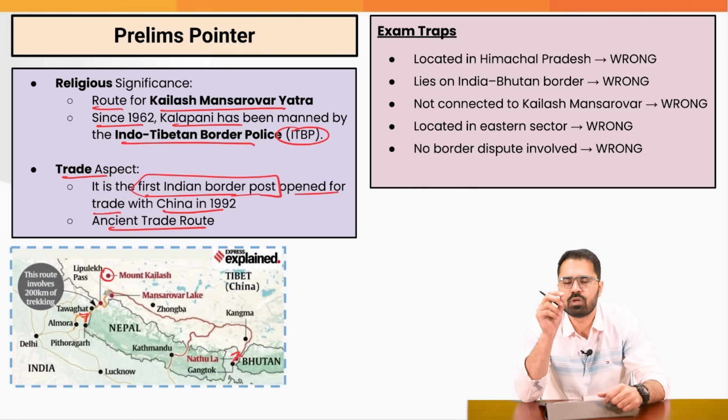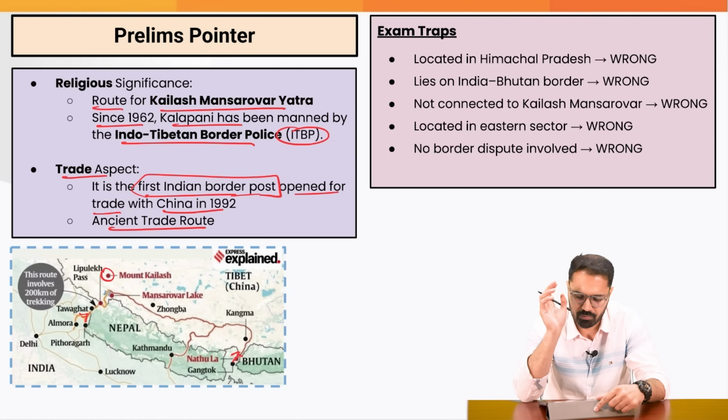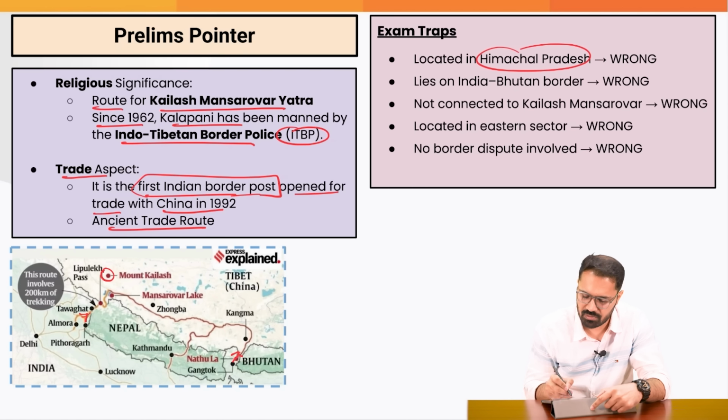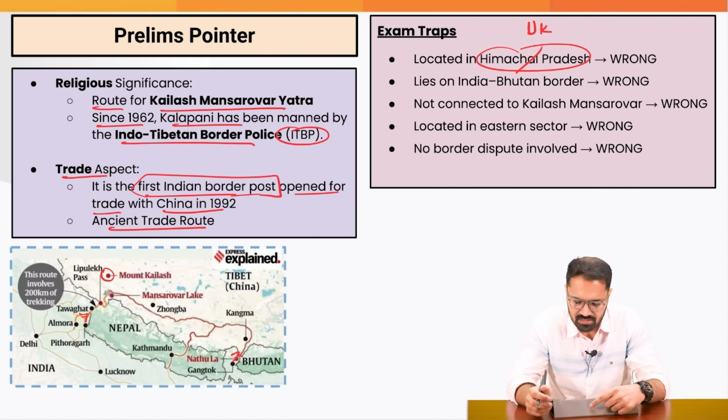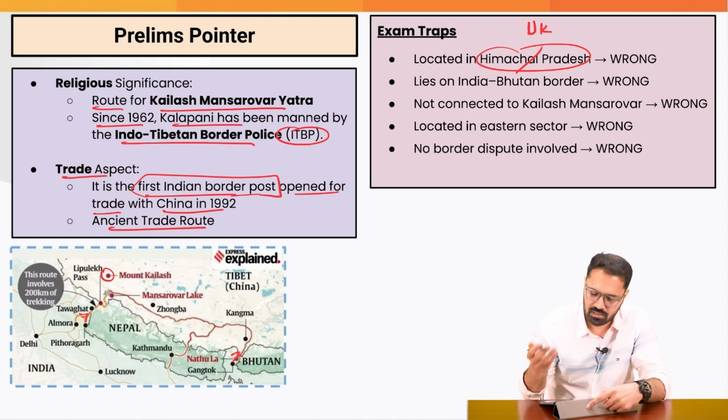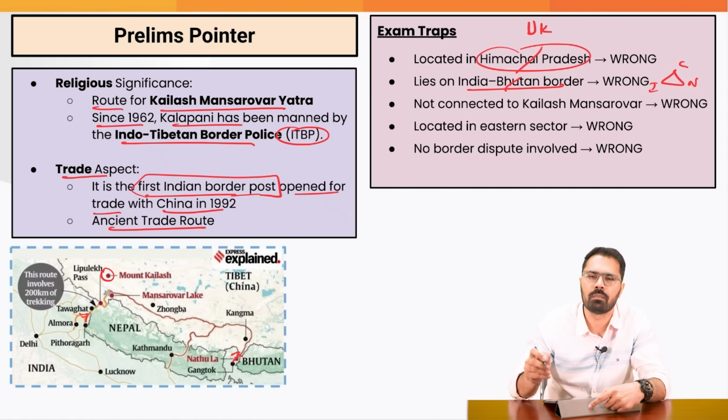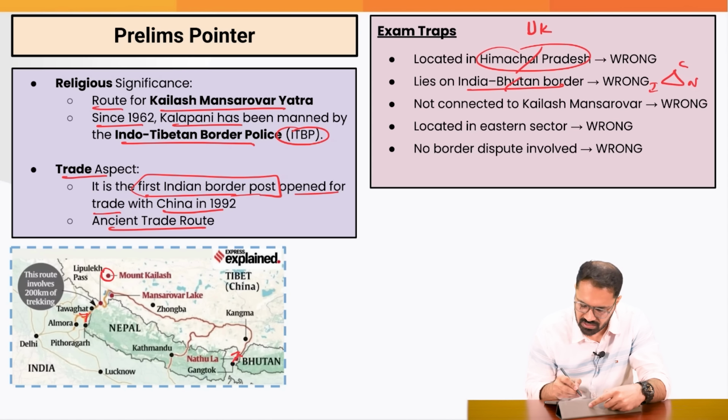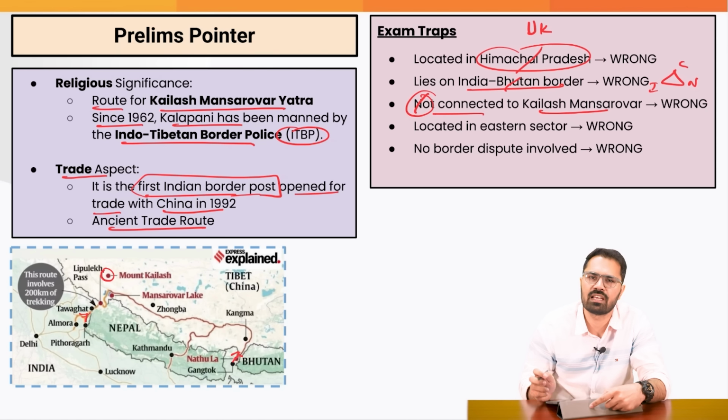Lipulekh Pass. Now Lipulekh Pass is part of Uttarakhand. You have to remember this. If an option says it is located in Himachal Pradesh, this is wrong. It is located in Uttarakhand. These are some of the exam traps which you can face in the exam. It lies on the India-Bhutan border? No, it lies on the tri-junction of India, China and Nepal. Clear? And it is not connected to Kailash Mansarovar? Again, this is wrong. It is connected to the Kailash Mansarovar Yatra.